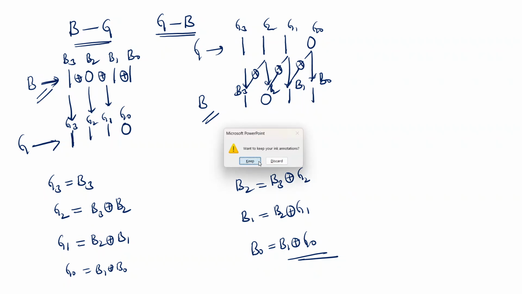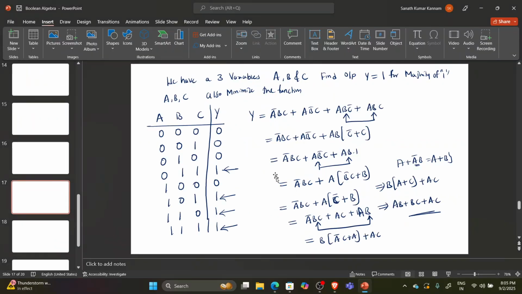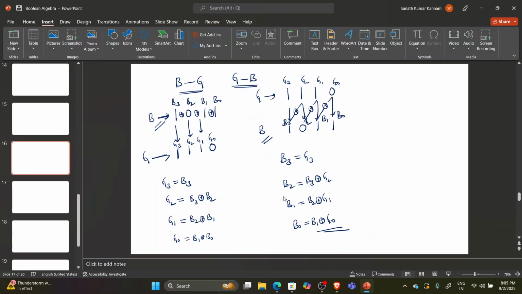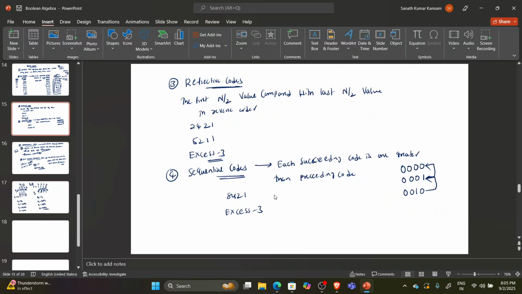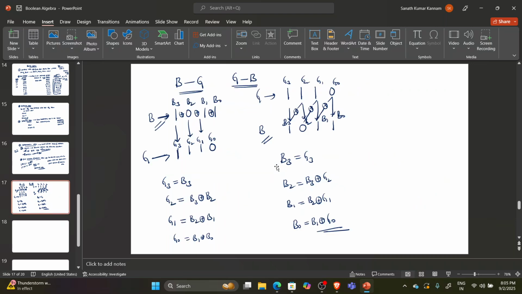Today we discussed Boolean algebra and Boolean laws. After that we saw Boolean algebra problems, and next we saw the codes, binary codes. Different types of binary codes we have seen, and next we saw how to convert binary to gray and gray to binary.